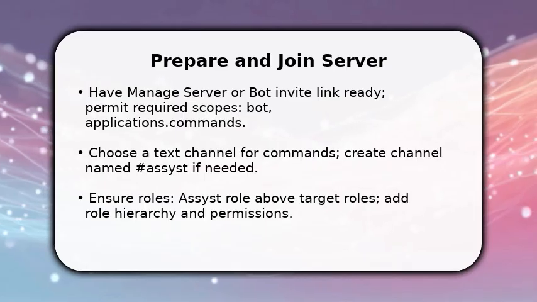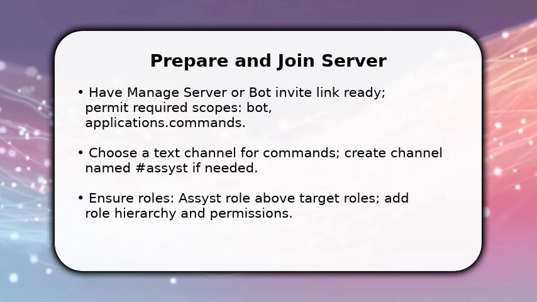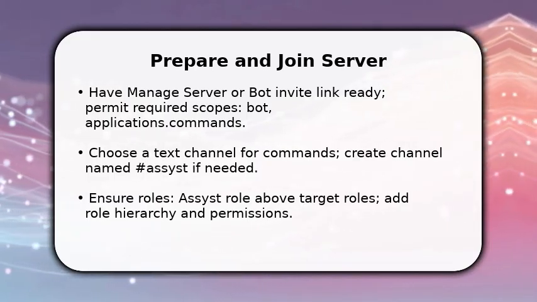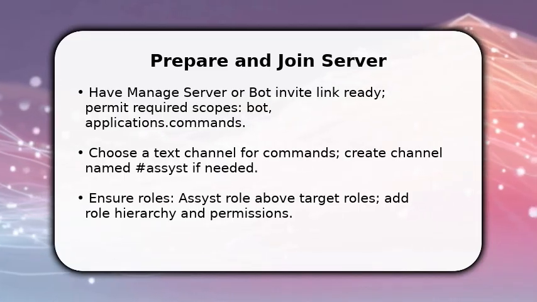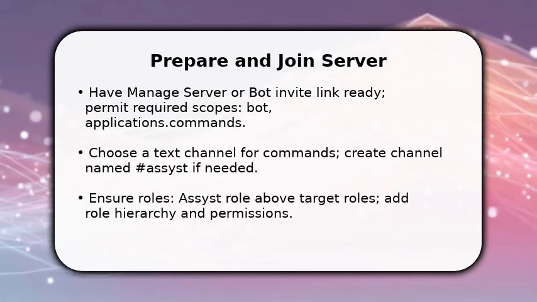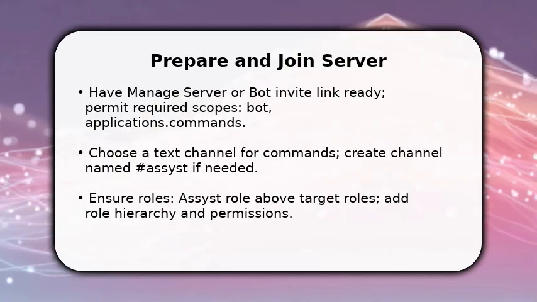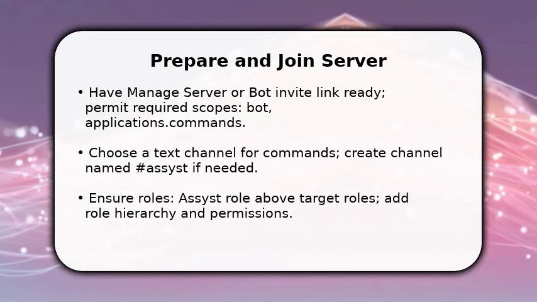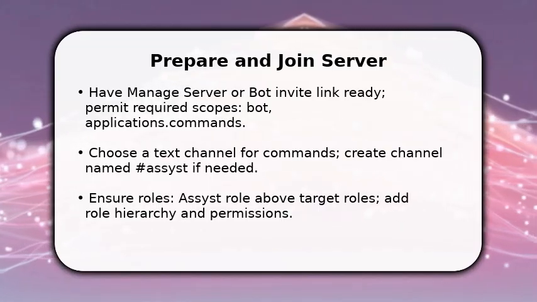You start by confirming essentials. Invite Assyst with bot and application command scopes, and pick a dedicated channel for commands. Once invited, assign Assyst a role above the roles it will manage so it can assign or remove roles. Make sure the channel allows messages and /commands. Now, open the chosen text channel and type a simple / to verify Assyst registers commands. This first check confirms connectivity and permissions, so you can move into configuration.